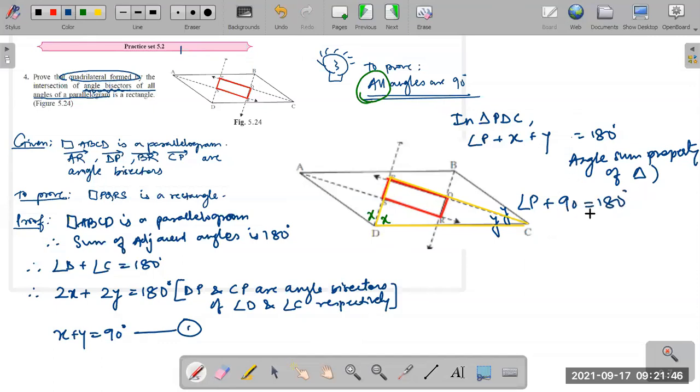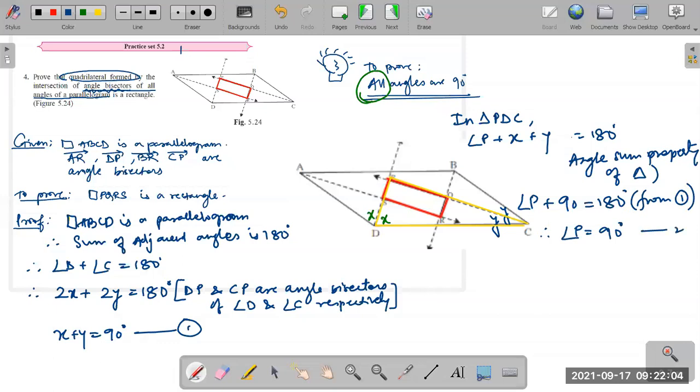From where did we get this 90 degrees? You need to write out the reason. We got this from equation 1. And therefore, what can we say? Angle P equals 180 minus 90, that is 90 degrees. Okay, this is equation 2.